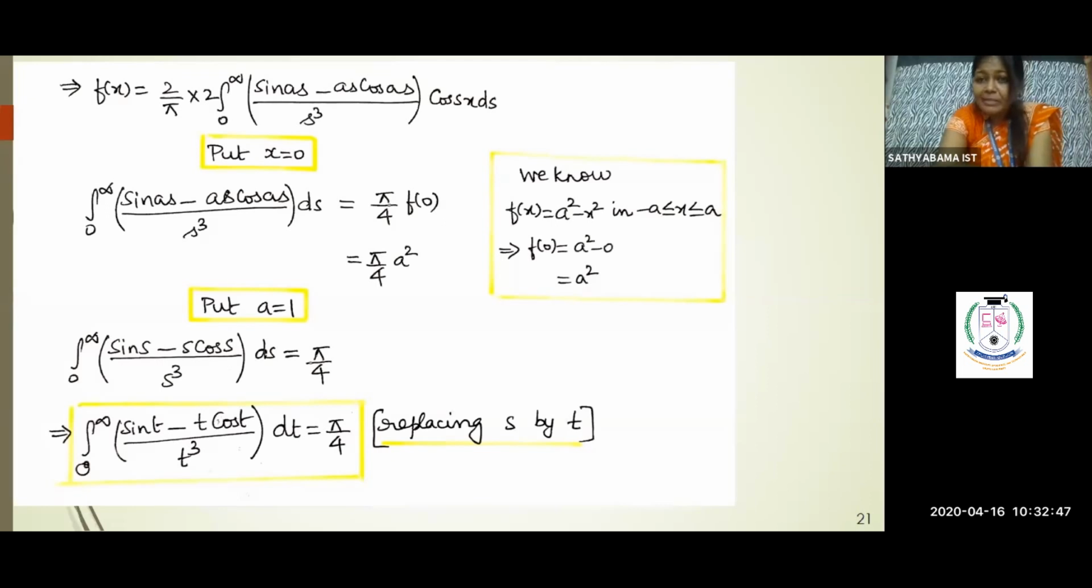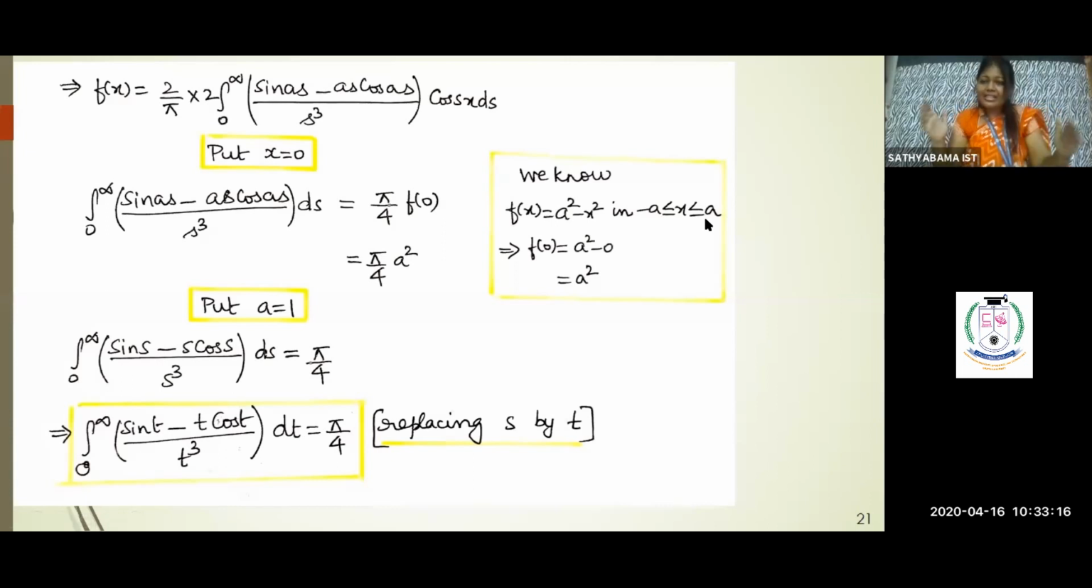I can give a value for x because s is the variable, ds. I can give values for x and for a. So I put x equal to zero so that cos zero becomes one and that term vanishes. Then I put a equal to 1 because I don't need a. That's how I get sine s minus s cos s by s cube on the left hand side equal to the right hand side, pi by 4 into f of 0. Now, how do you find f of 0? See, where does 0 lie?